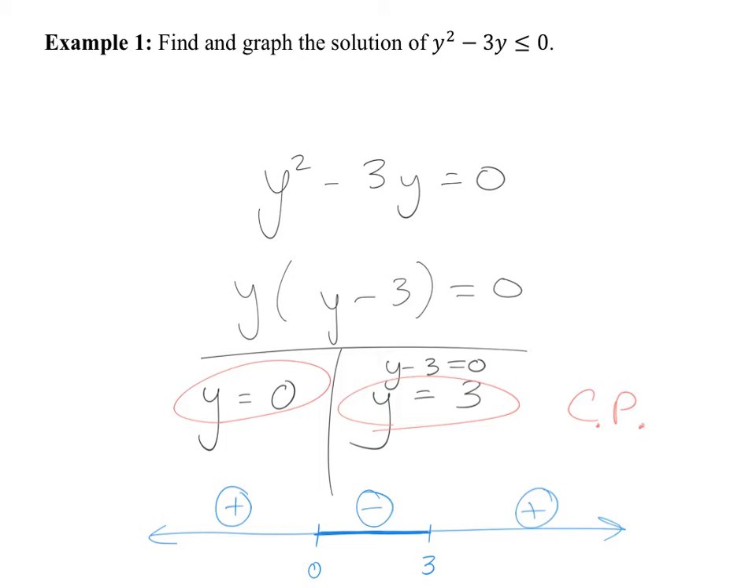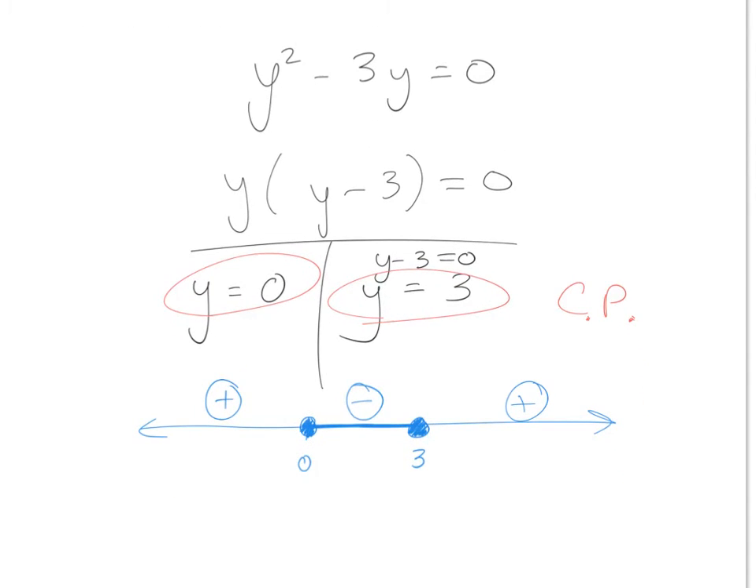Shade that middle region. Now, it says less than or equal to. So on the critical points, I could put open circles, but because it says less than or equal to, I put closed circles. So this answer is the following. Okay? That's in set notation.